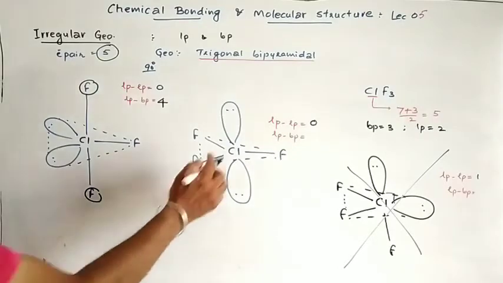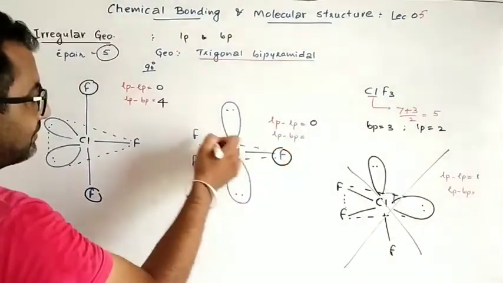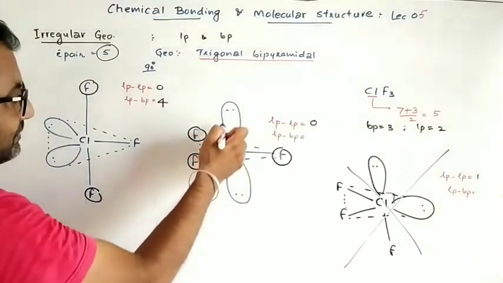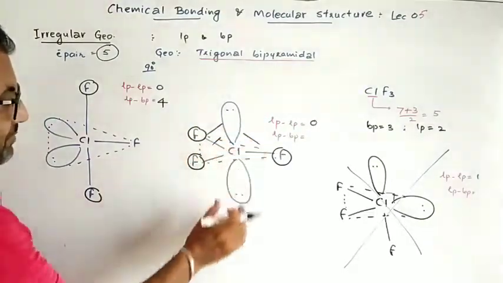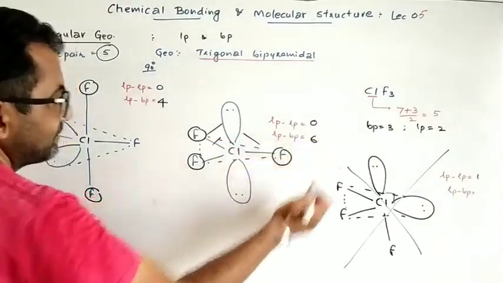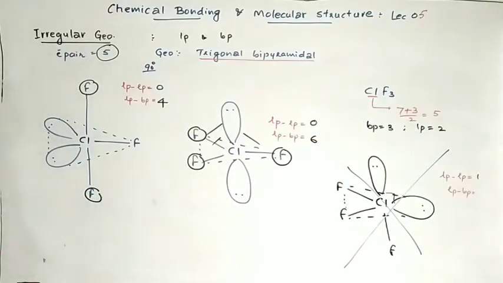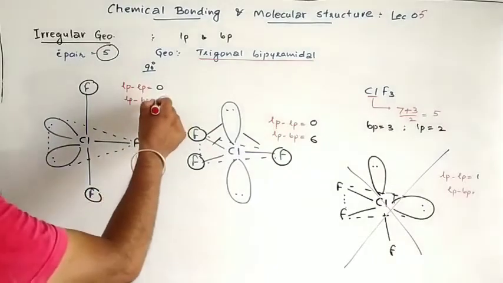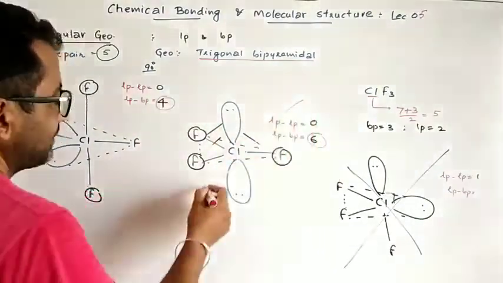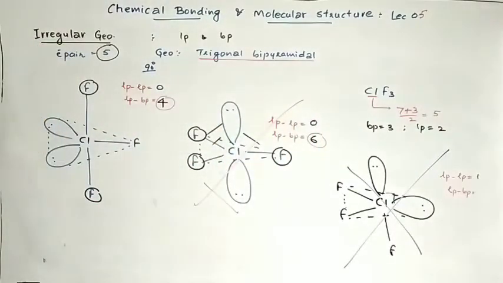And here you can see this lone pair is at 90 degrees of this, 90 degrees of this, 90 degrees of this. So there are 3 repulsions above and 3 repulsions below. So total 6 repulsions are there. When you compare these two, there are 4 and there are 6. It means cross it out. We are with this structure, and this is the actual structure of ClF3.